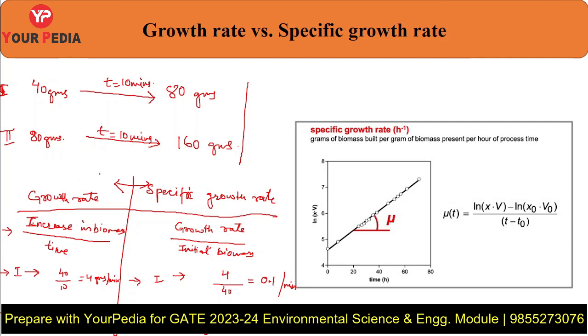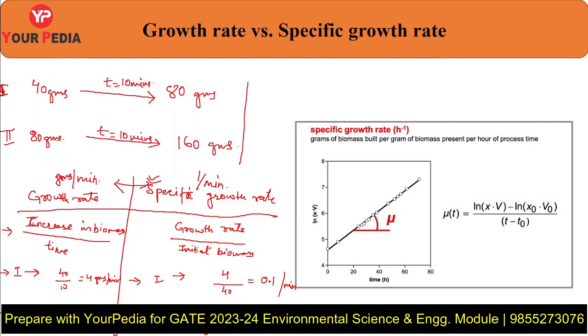And hence, their units are also different. For growth rate, it's grams per minute. And for specific growth rate, it's per unit time, or per minute. All right. So we can get to know the type of bacteria by just looking at the specific growth rate, but we'll not get any idea about the type or the characteristics or the properties of a particular microbial population by looking merely at the growth rate. So specific growth rate gives us a better idea about the type of microbe, and it is independent of the initial biomass, right?